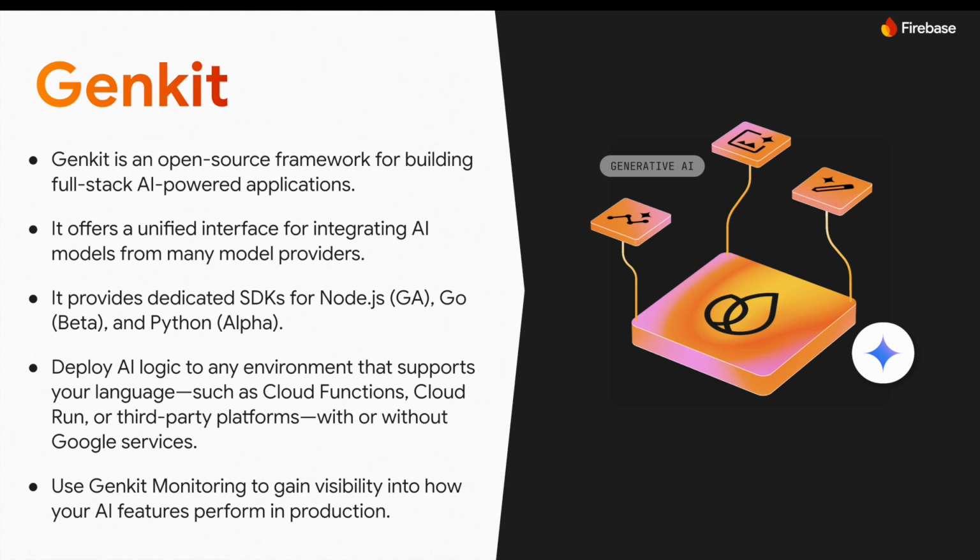It provides dedicated SDKs for Node.js, which is a stable version in general availability, Go, which is currently in beta, and Python, which is currently in alpha. Deploy AI logic to any environment that supports your language, such as Cloud Functions, Cloud Run, or third-party platforms with or without Google services. Use Genkit monitoring to gain visibility into how your AI features perform in production. For more details, please see the official documentation at genkit.dev.